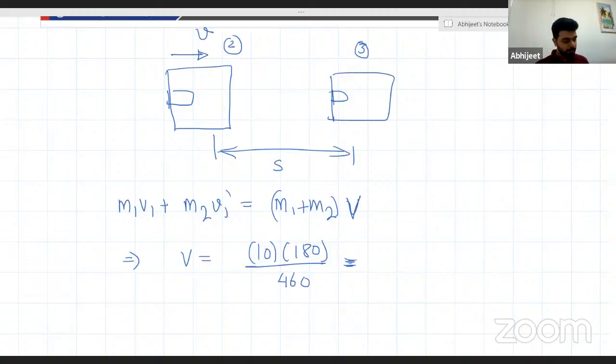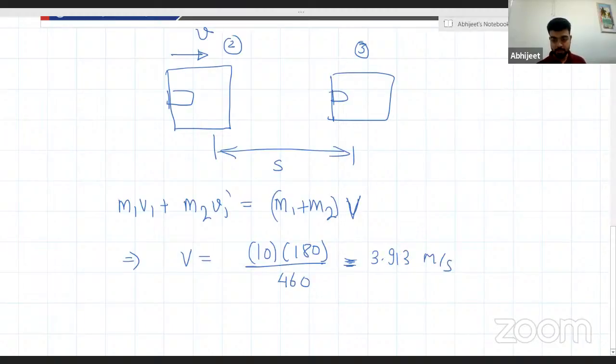Come on, guys. Let me know the answer. What will be this? Okay, so 3.19 something. 3.913. That will be the velocity of the whole system at the time.